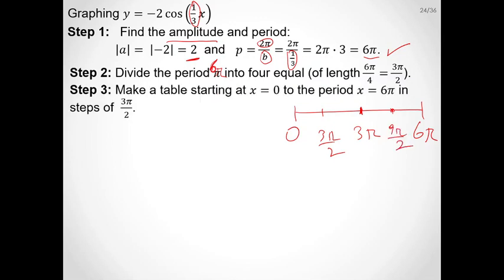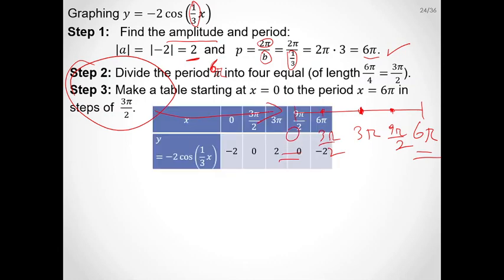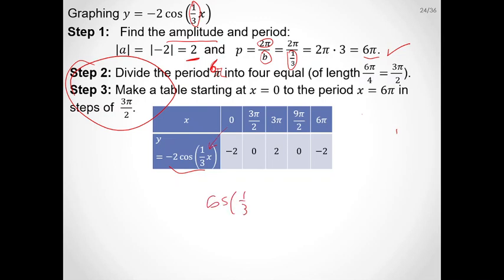So these two steps here are telling you to find this. You can directly do 0 and 6 pi, and then make the half, and look at the midpoints between these numbers. And then you have to put these numbers in the table, and then find the values. Put 0, you get cosine of 1 over 3 times 0, which makes cosine 0, so it will be 1. So it will be minus 2 then.